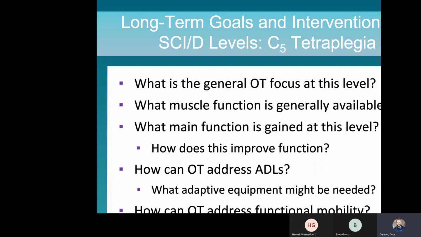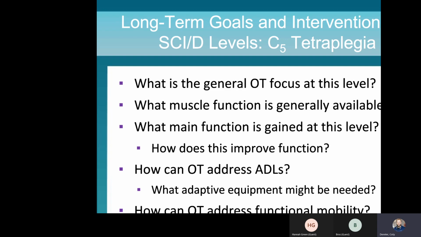The jump from C4 to C5 is huge. It's a huge difference in what they can do from a C4 to a C5. You wouldn't think that one level would make that much difference, but it does. If you look at the bottom of page 930 to 931, this gives you some of the education that you're going to have to provide. It tells you about the preparatory methods, the tasks, and some of the functional goals that you're going to work on.